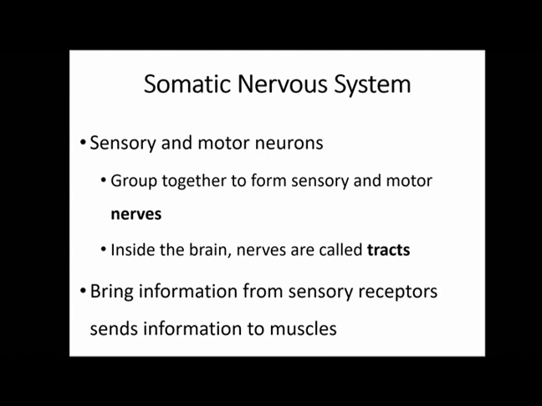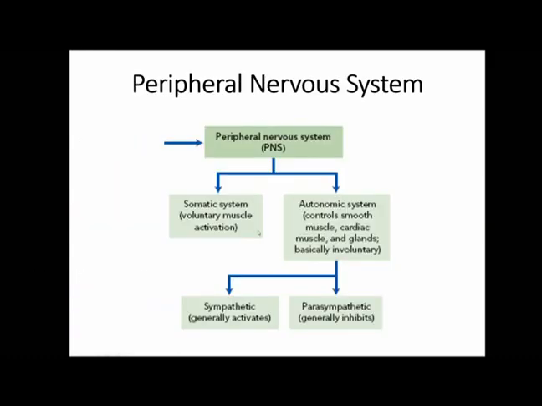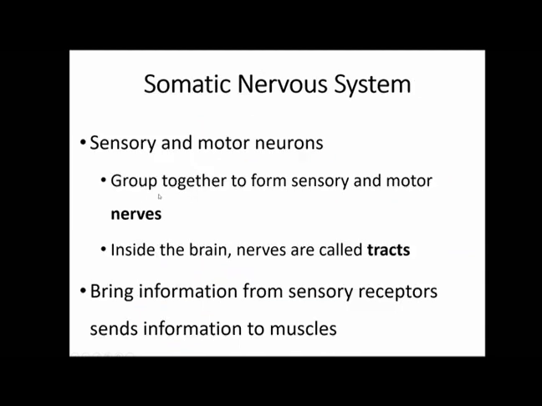So for our somatic nervous system, when we're looking at this side here, we're specifying voluntary action, but we'll get to that. Our somatic nervous system is going to be made up of mostly sensory and motor neurons. And they're going to group together so you can have a collection of multiple sensory neurons or multiple motor neurons. And they're going to form together into bundles called nerves.